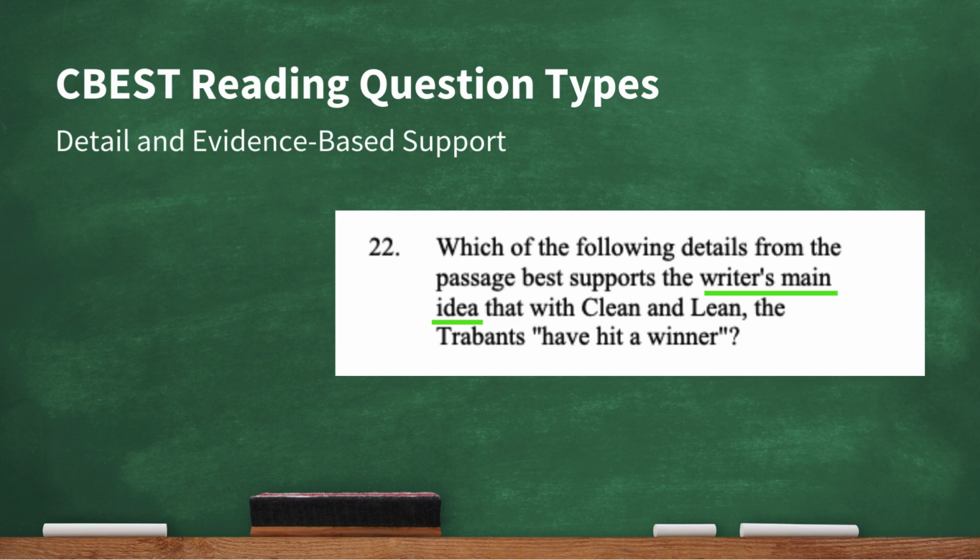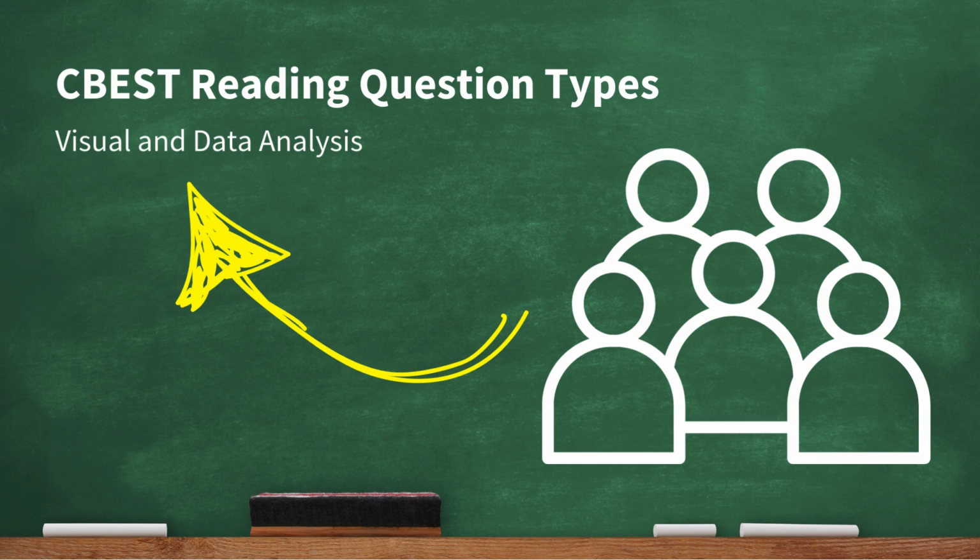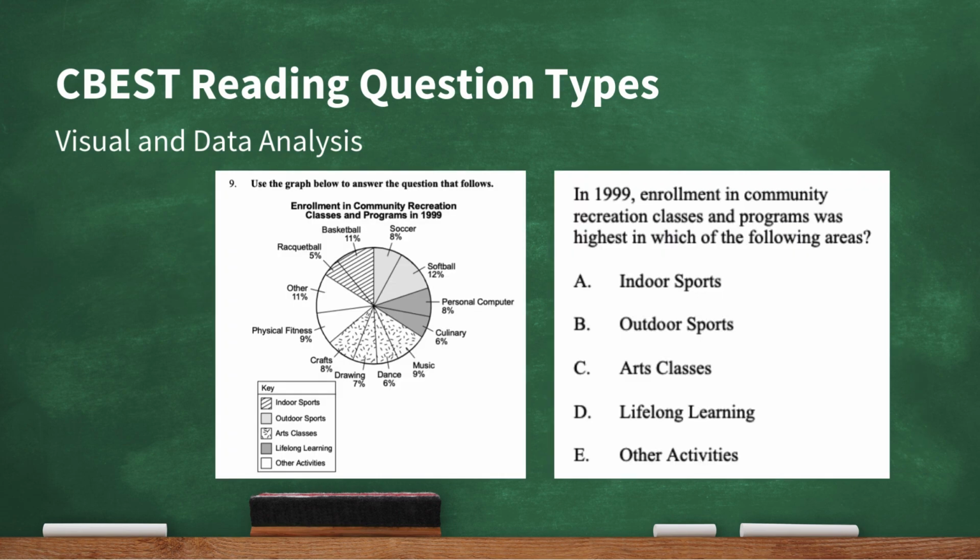Now, the next common type of question for your CBEST exam is called visual and data analysis. Now let's take a look at the actual example here, where we can see this comes from question number 9, and this presents us with a graph, specifically a pie graph, and it asks the test taker, you and I, a follow-up question to demonstrate our ability to read the graph.